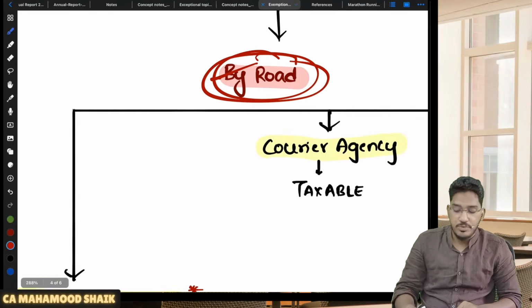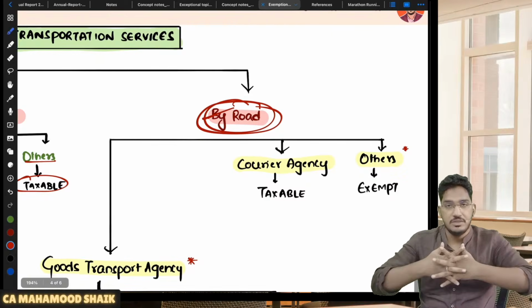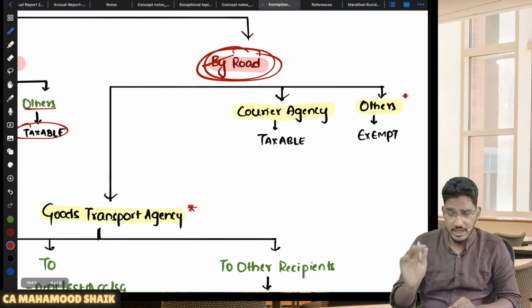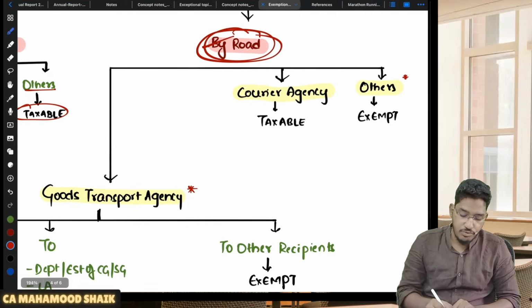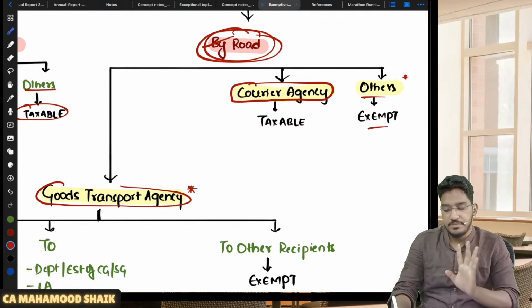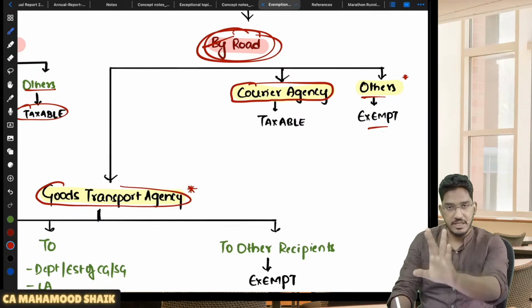If the goods are getting transported by way of road, this is where the questions are going to come from. Listen carefully now. The goods are getting transported by road. If it is through goods transport agency, or if the transportation is done by courier agency, then it will be taxable. Others will be exempt. I have kept star mark at different places. I will come back to that later.